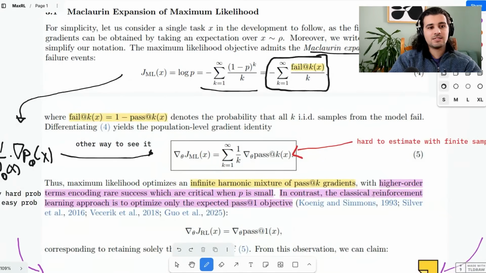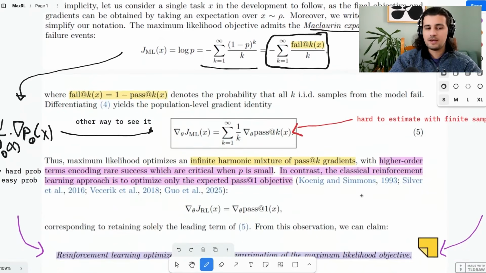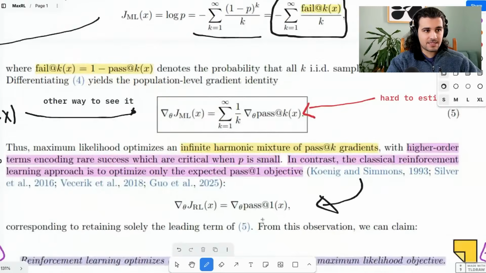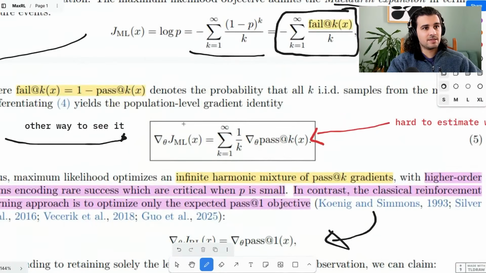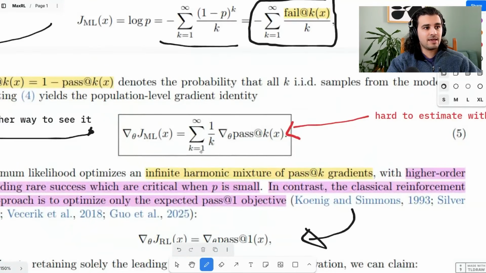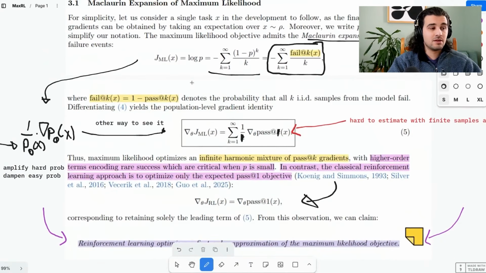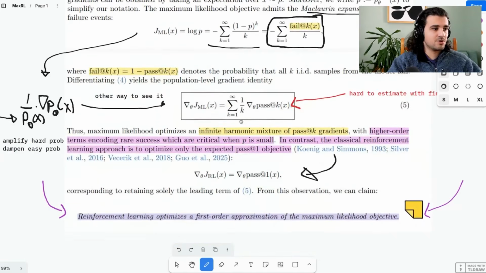In contrast, the classical reinforcement learning approach is to optimize only the expected pass at one objective. This is a known result. This is the derivative, right? It will be almost purely the pass at one element. So this pass at one is what you get if you had this maximum likelihood, but with k stopped at one. If k stops at one, you recover this result. So it is encompassed in the maximum likelihood gradient calculation here. Of course, right? So reinforcement learning optimizes a first order approximation of the maximum likelihood objective.